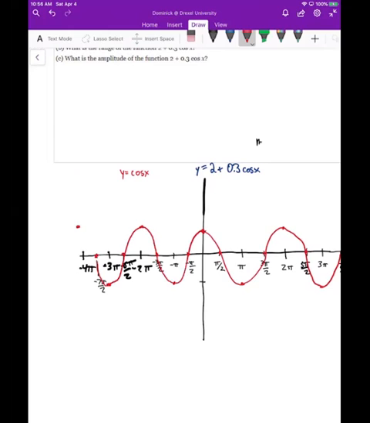Okay, so now when we plot 2 plus 0.3 cosine x, what we're doing is we're multiplying everything by 0.3, and then I'm adding 2 to it. So for example, 0.3 would be right about here, but then I would need to shift it up 2 units from there, right? So if I shift up 2 units, I would go up, for example, 1 unit would be here, 2 units would be here.